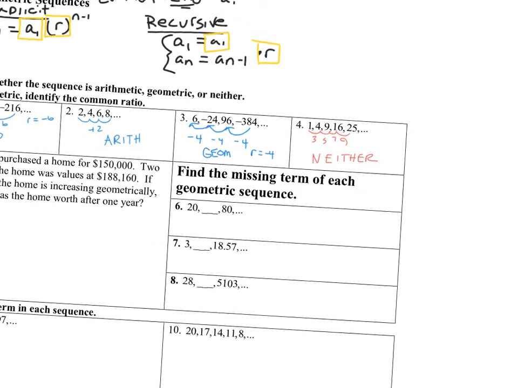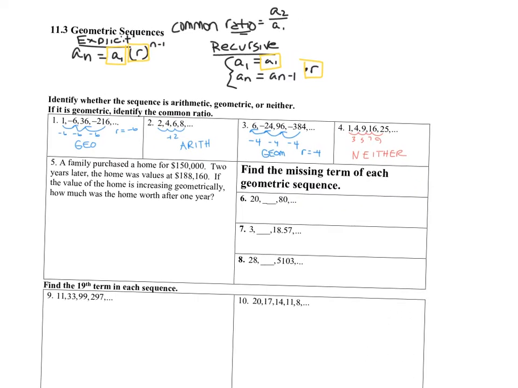Numbers 5, 6, and 7 deal with finding the missing term of a geometric sequence. That is finding the geometric mean. To find the geometric mean, what you need to do is multiply the two numbers. I'll call this number A sub n, and then A sub n plus 2, because it's not the next term, it's the second term after that term. So you take the square root of them after you multiply them.